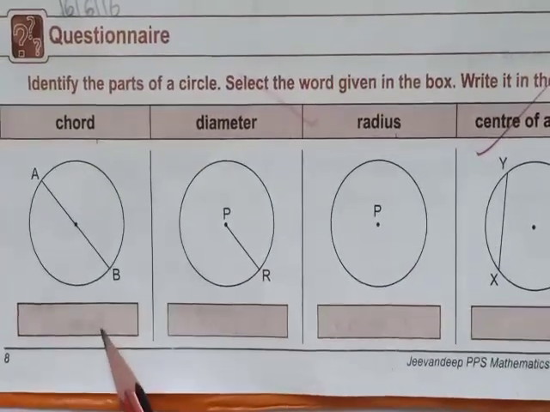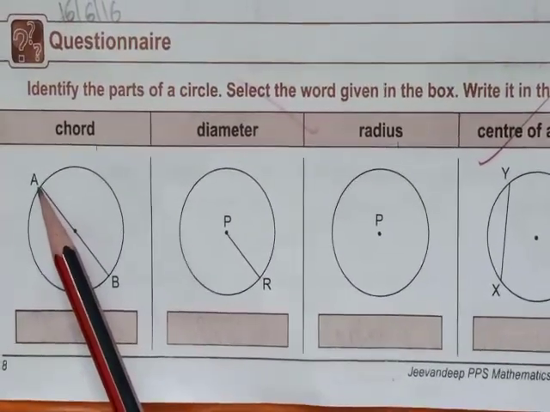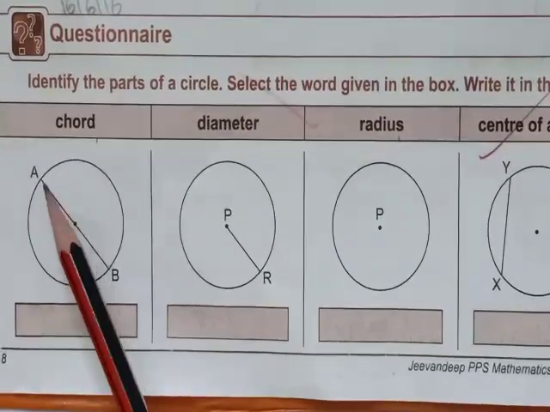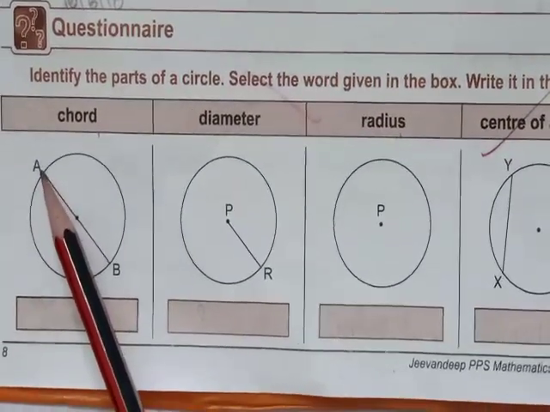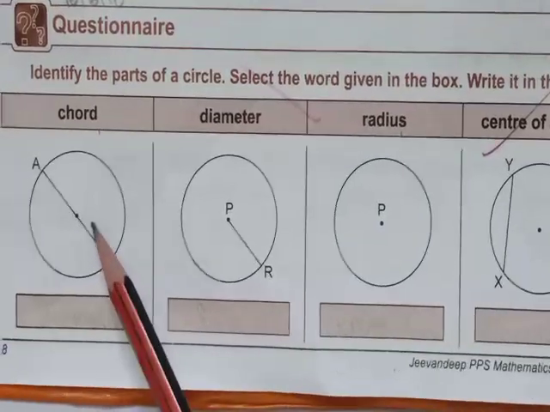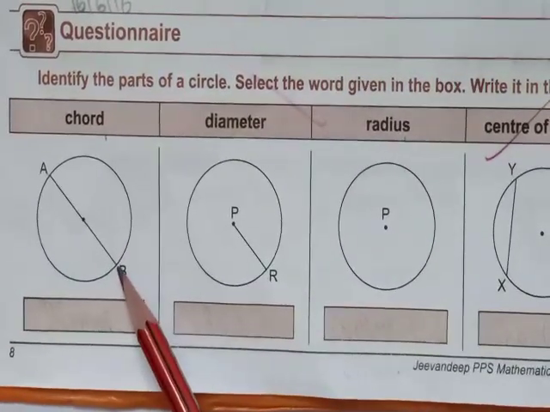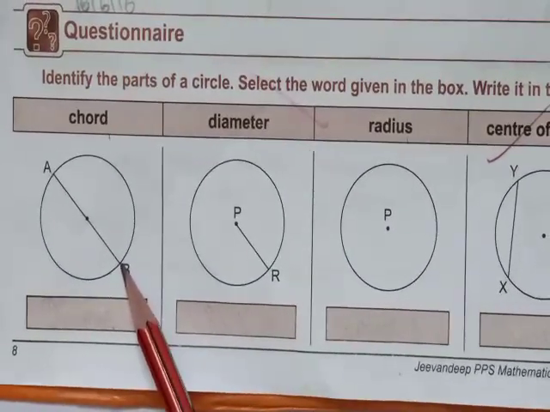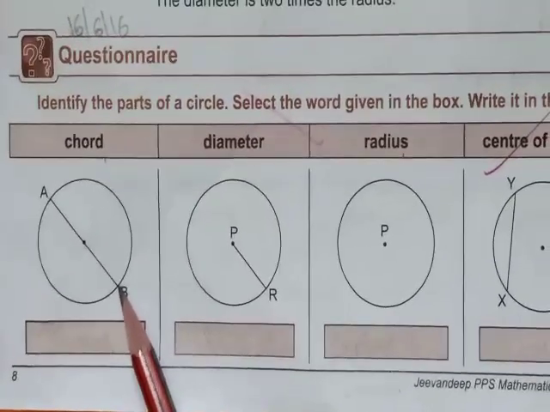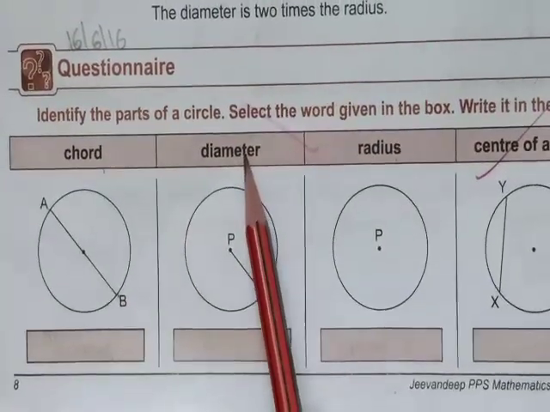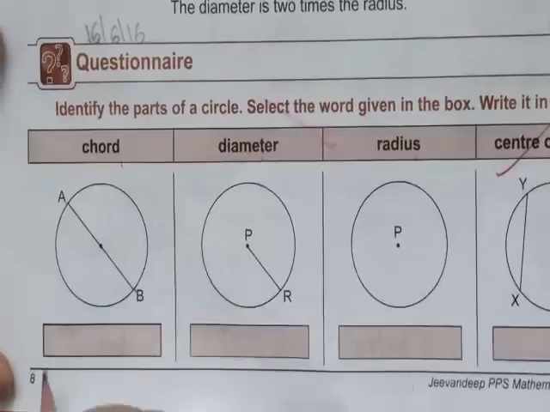So the first one, the line joining the point on the circumference and passing through the center and meets at the other point on the circumference. So that is the diameter. So let us write the answer, diameter.